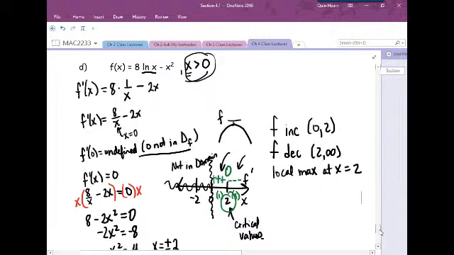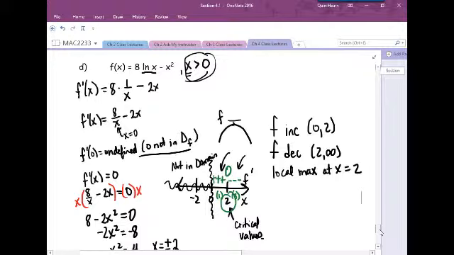Okay, so this is called the first derivative test for local extrema, where you draw a first derivative sign chart, and wherever you have a change from plus to minus or minus to plus, then you come to the conclusion that you must have a local max or min.